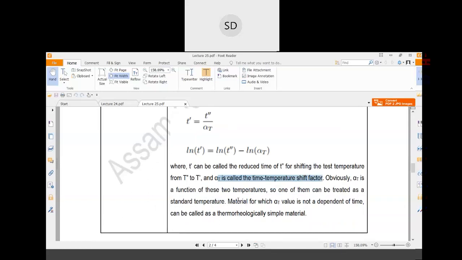So a material for which the alpha T value is not dependent on time can be called a thermorheologically simple material. For a material for which the alpha T value is dependent on time, that type of material is called a rheological model, and the model for which alpha T is not dependent on time, that type could be called a thermorheologically simple material.